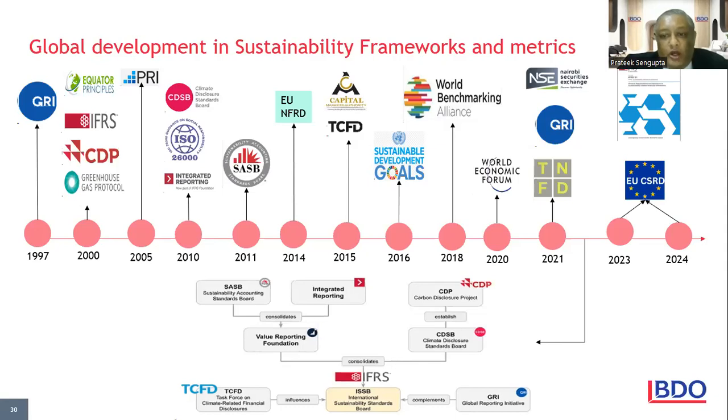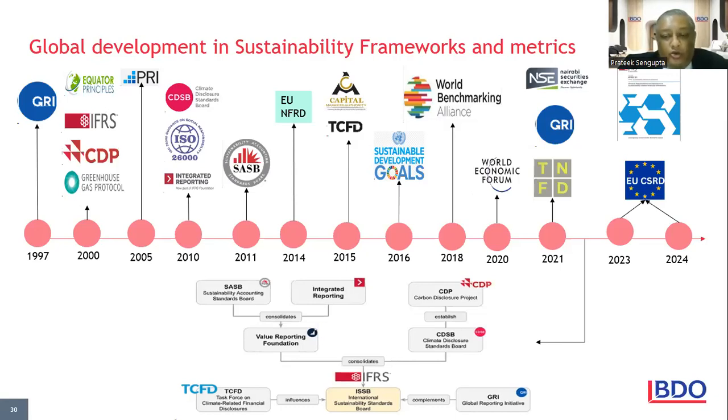In 2021, we see in Kenya the introduction of the National Security Exchange requirements around sustainability reporting. We see GRI, as I mentioned earlier, transforming from a framework into a standard. And we see the introduction of the TNFD, which is similar to TCFD, but it is on nature-related disclosures and not climate-related disclosures. It's more on biodiversity.